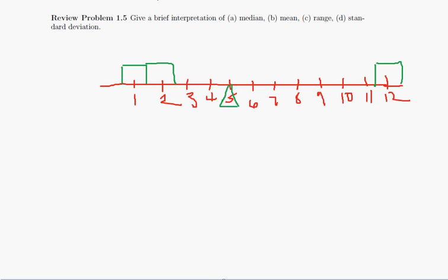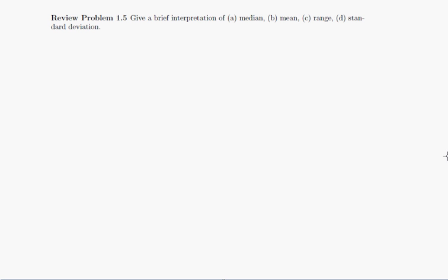Part C, the range, would be just simply the largest number minus the smallest number. So that would be, in this case, 12 minus 1 for 11. The interpretation of the standard deviation is that it gives an indication of spread that's a little bit more subtle than the range. So the interpretation of standard deviation is as follows.